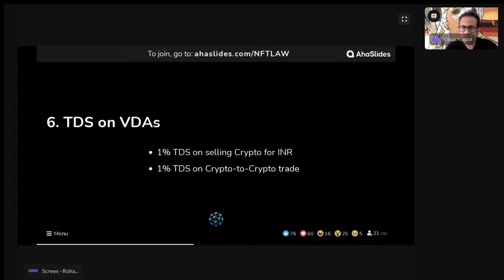Are there any exchanges that do not require KYC? Yes, you have decentralized exchanges like Uniswap, PancakeSwap. But I want you to remember one thing. When you hide this income from the government or you hide this transaction, you are doing tax evasion.